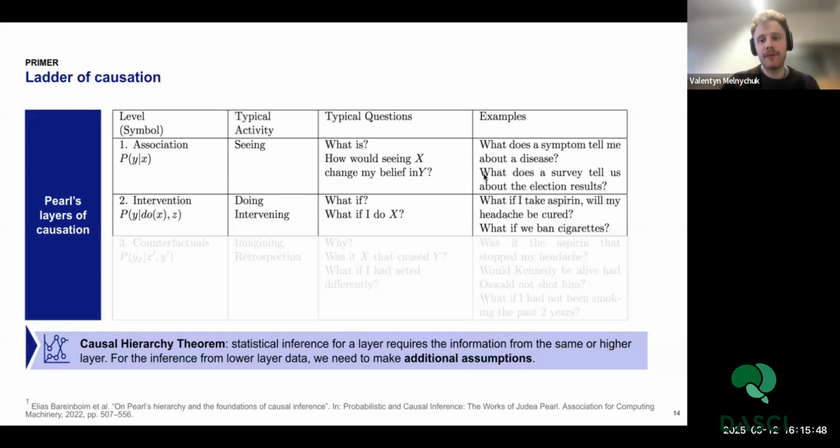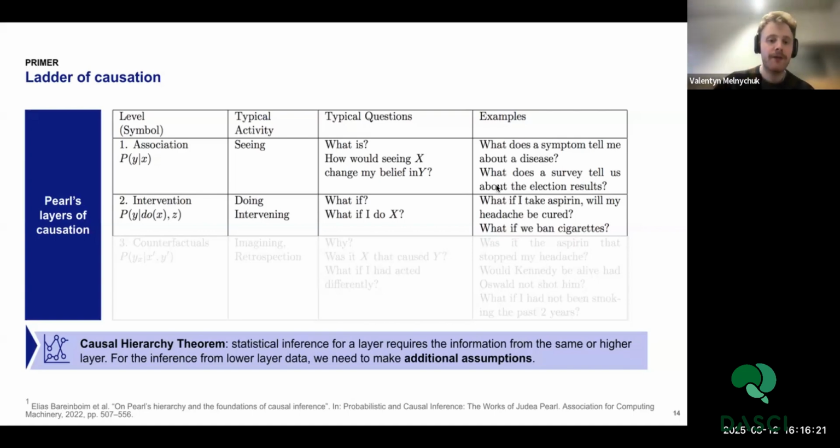For example, what does a symptom tell me about the disease, etc. The second layer is the interventional level, or more like experimental, where we ask: what if I actively change this variable? What would happen to some outcome, or what would happen to variable Y? So here we say, for example, if I take aspirin, will my headache be cured in the future?